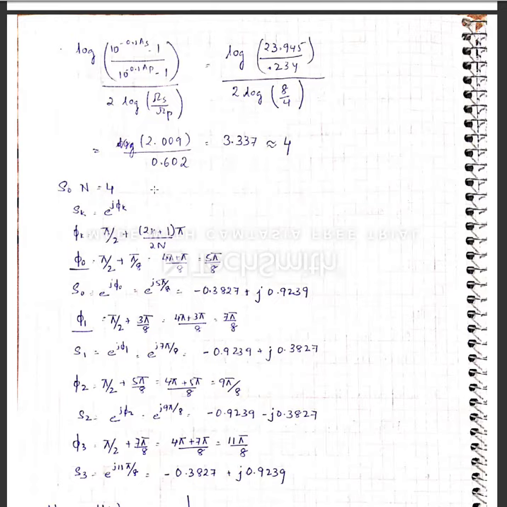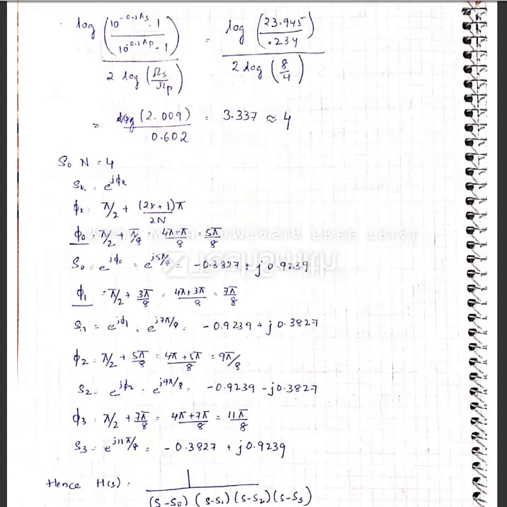So for the first value in this formula, instead of k I will be substituting 0. So pi by 2 plus this becomes 0. You will get pi by 2 plus pi by 8, n is 4. So you will get 5 pi by 8. Now if you have 5 pi by 8, what would you do? Your s naught is equal to e to the power j 5 pi by 8. That is nothing but cos 5 pi by 8 plus j sine 5 pi by 8. So you will have this value.